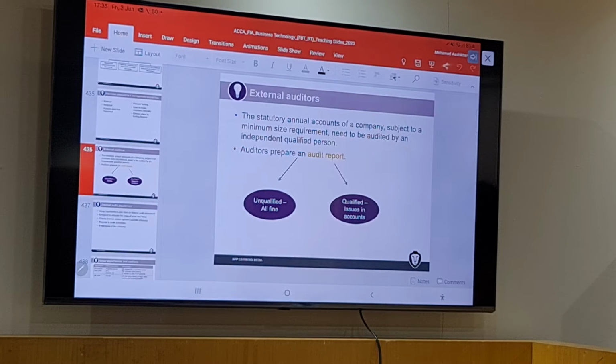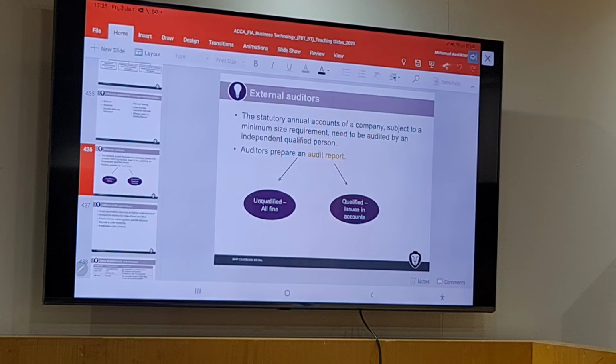There are three different types of audit reports. One is unqualified. The other one is qualified. The third one is adverse, which says that the company's financial statement is totally useless.